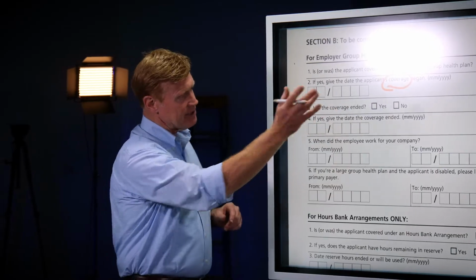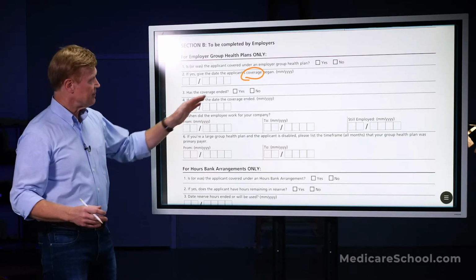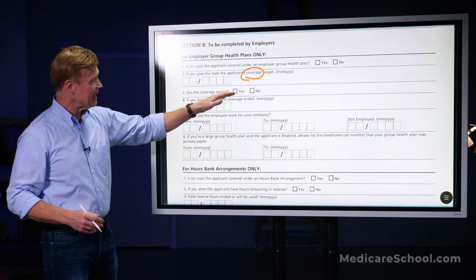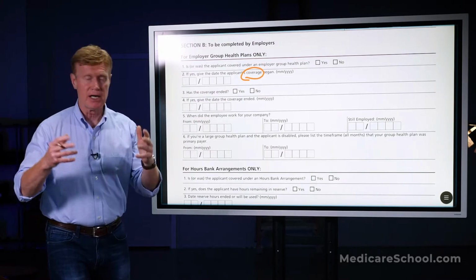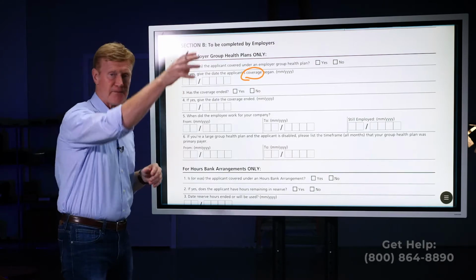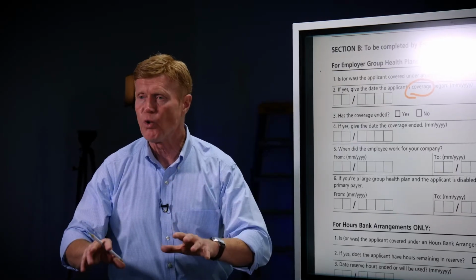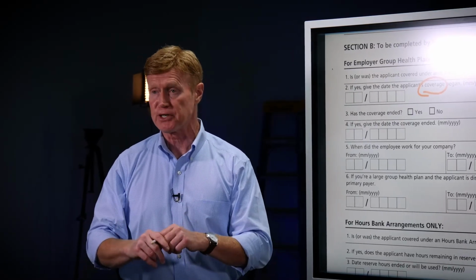And then, has the coverage ended? This could be yes or no. And now if it does say the coverage has ended, yes, when did it end? Because we want to make sure that you're applying within 8 months of that particular date. If you go beyond 8 months of when the coverage ended, you do not qualify to come into Medicare using a special enrollment period.